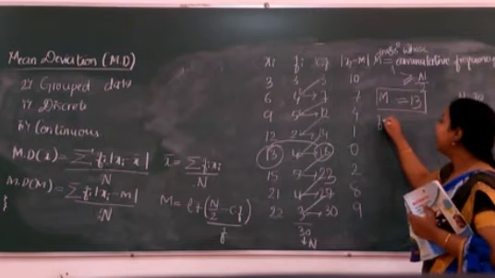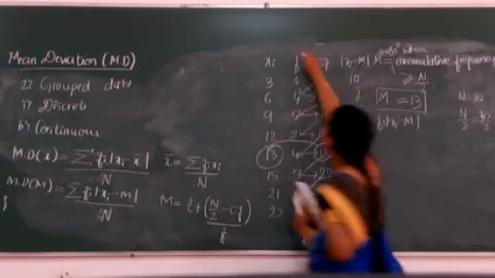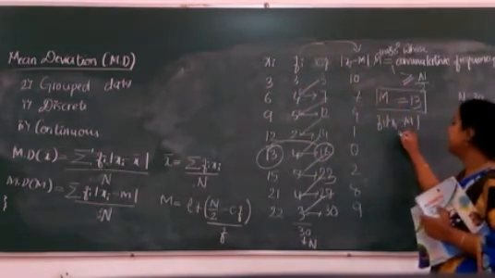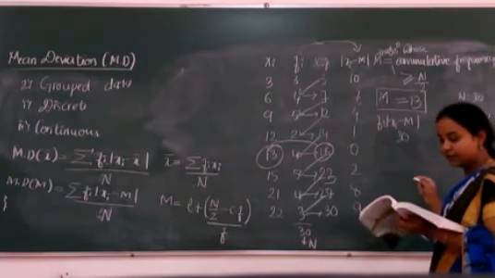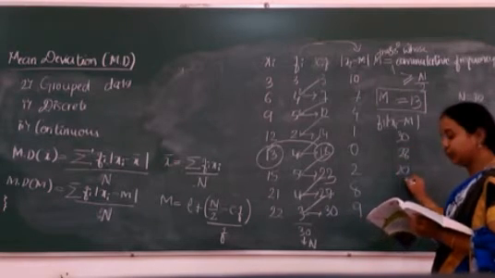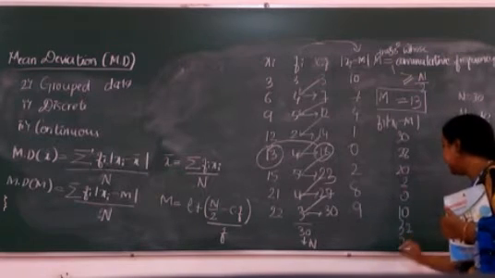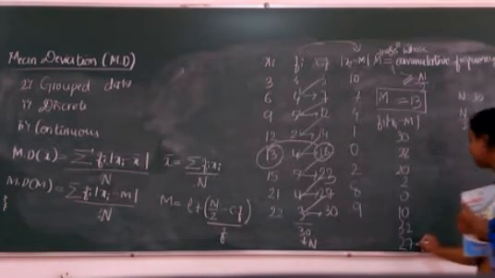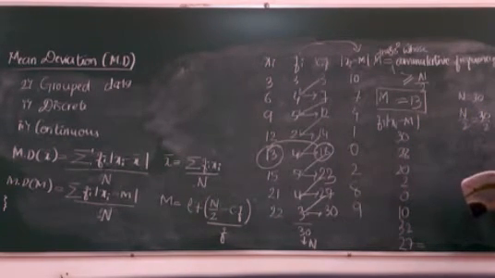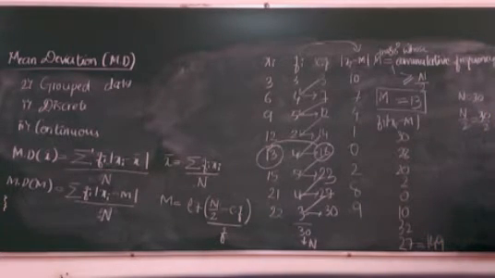That is fi into modulus of xi minus m. That is, the frequency will be multiplied by this modulus. So 3 tens, it will be 30. Next after that it will be 28, 20 and 2, 0, 10, 32 and finally 27. And we want the summation of all these values. So what will be the sum of all these values? It is equal to 149.